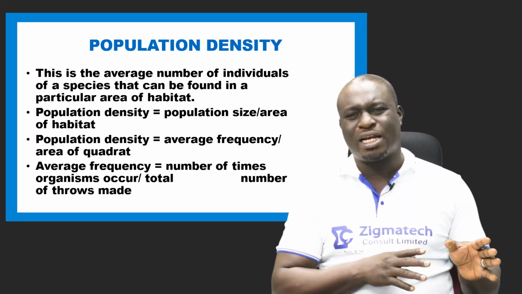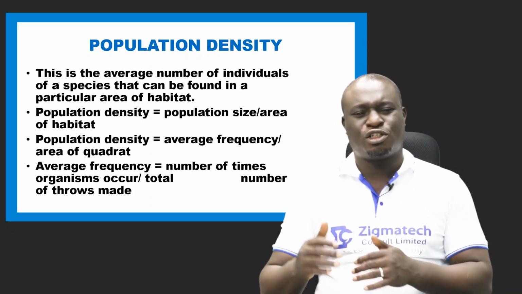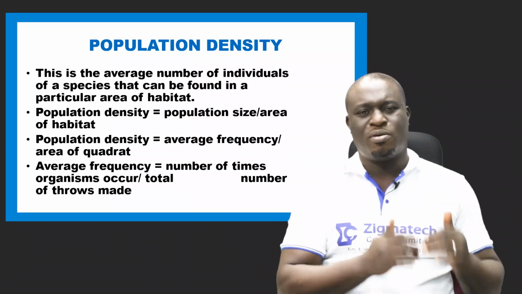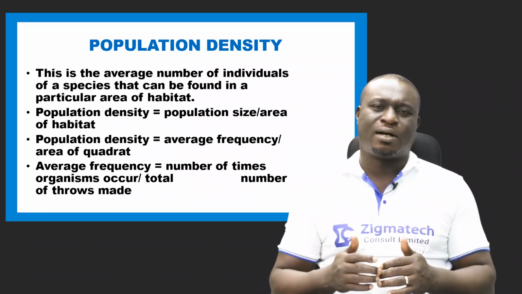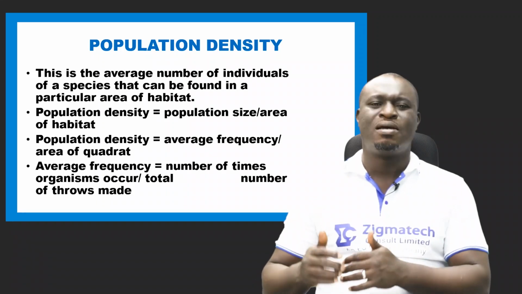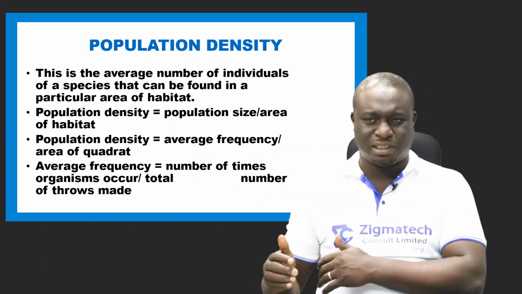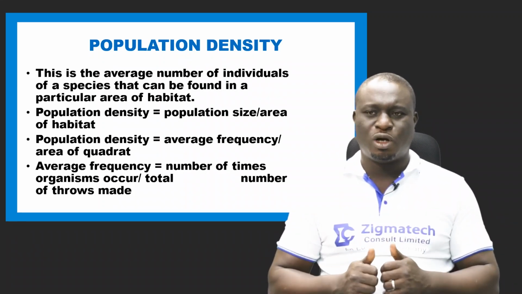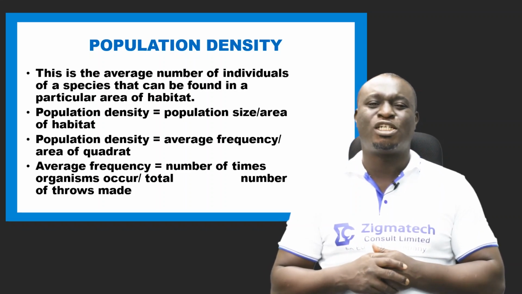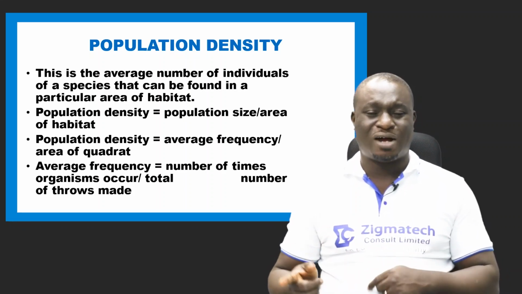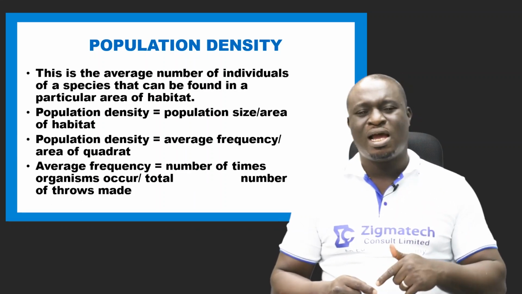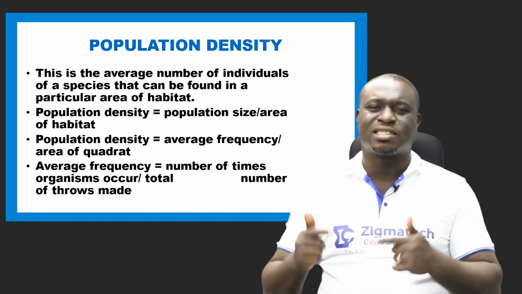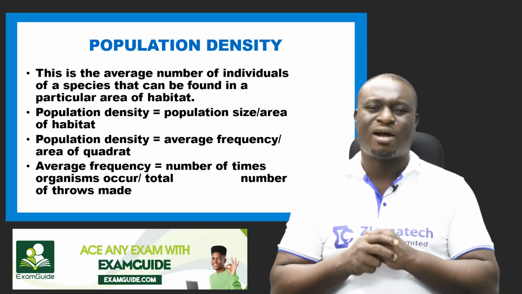Like I told you when we were looking at population size, there are calculations involved. There is a formula for calculating population density. Remember, population size can be calculated as population density multiplied by area of habitat. But population density is equal to population size over area of habitat. That is, if the population size is given and you want to calculate population density, it becomes population size divided by area of habitat.